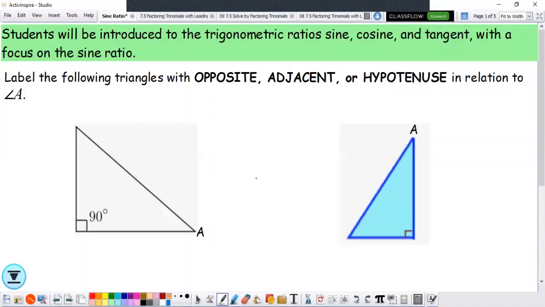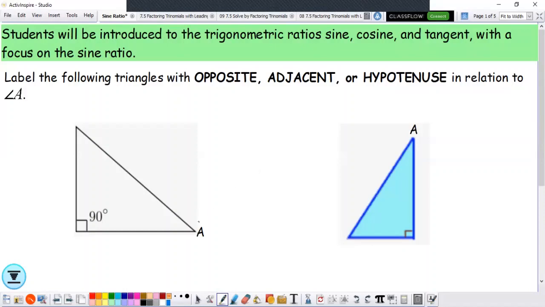In this video, we're going to start taking a look at some trigonometric or trig ratios. And in this video specifically, we're going to focus on the sine ratio. Before we do that, we need to make sure we understand the relationships with some sides and some angles within right triangles. We are going to be looking at right triangle trigonometry.